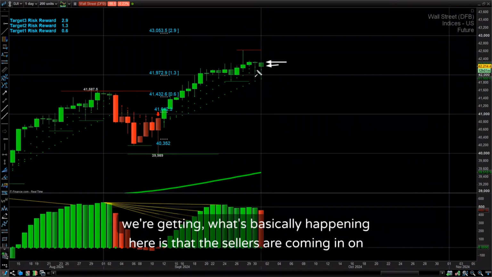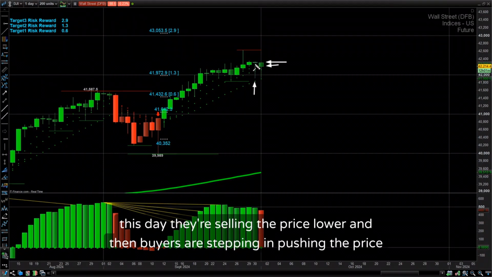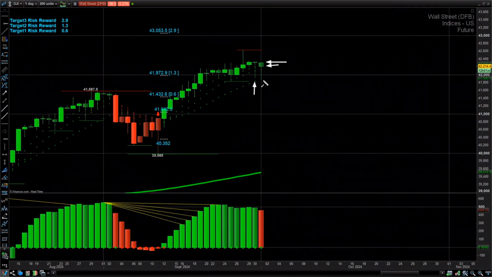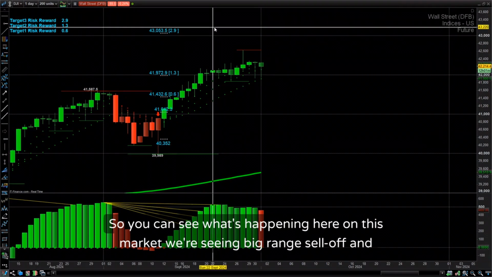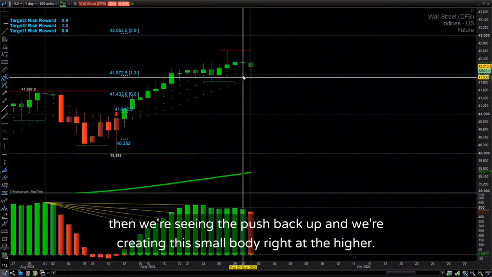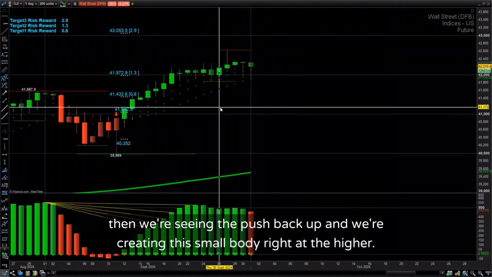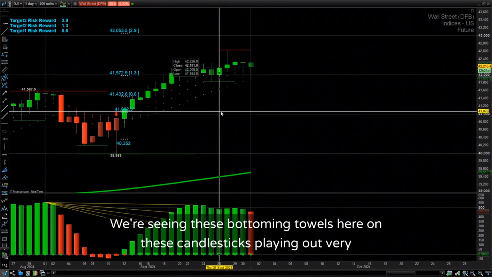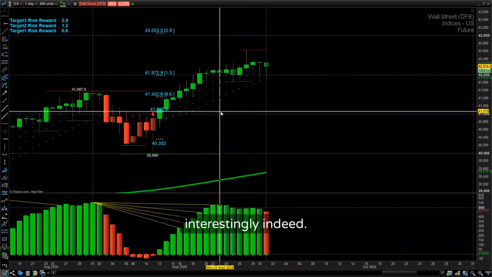What's basically happening here is that the sellers are coming in on this day, selling the price lower, and then buyers are stepping in, pushing the price back up, because the body here, which has the open and the close within it, is actually quite small. Looks like a hammer really. So you can see what's happening on this market. We're seeing a big range sell-off, and then the push back up, creating this small body right at the high. We're seeing these bottoming tails on these candlesticks playing out very interestingly indeed.